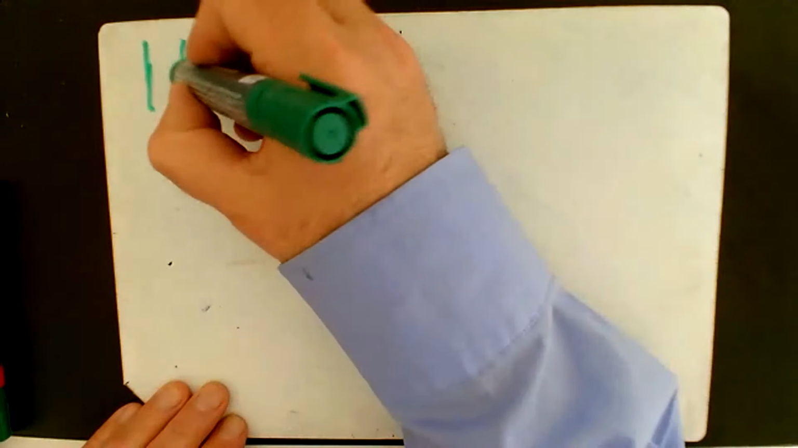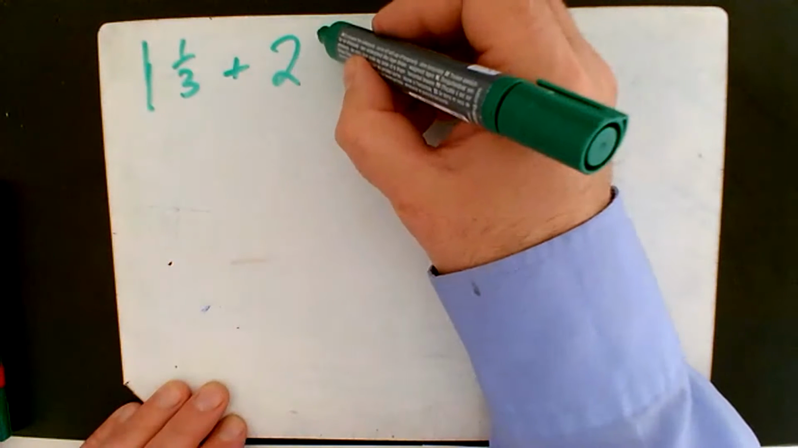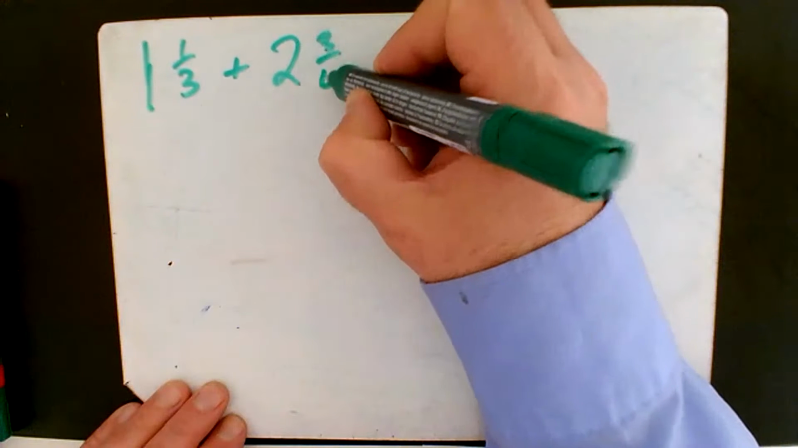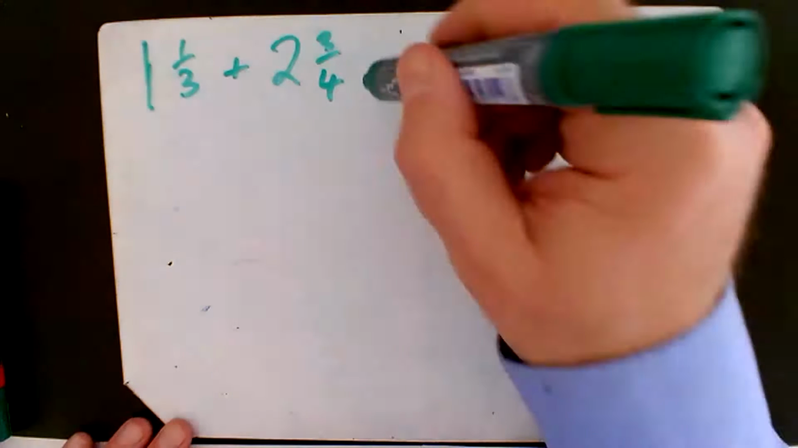Now we're going to use mixed numbers. Have a think. What is a mixed number? We know what an improper fraction is: when the numerator is bigger than the denominator, the top number is bigger than the bottom. A mixed number is just where you've got a whole number. So you can have something like 1 and 1/3 plus 2 and 3/4.